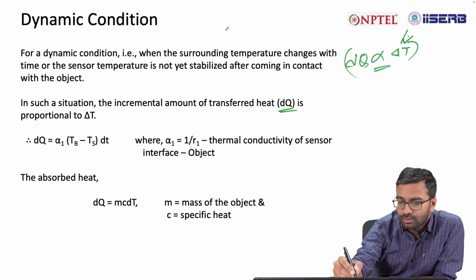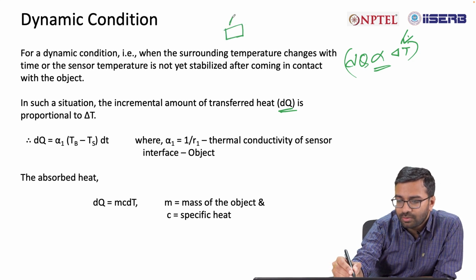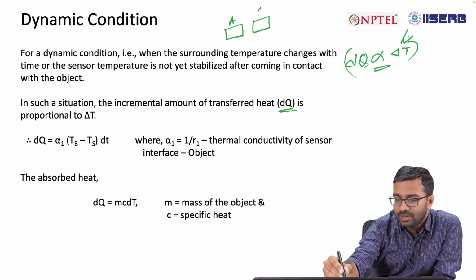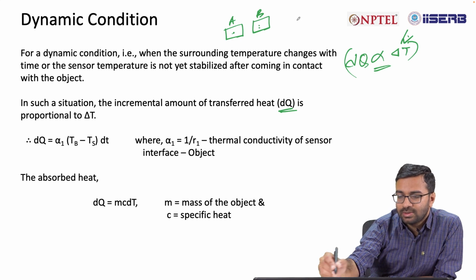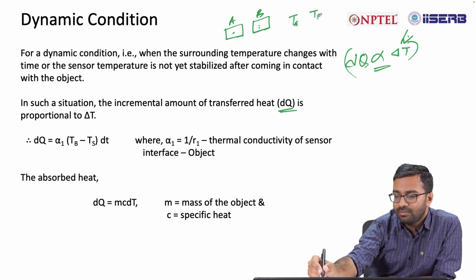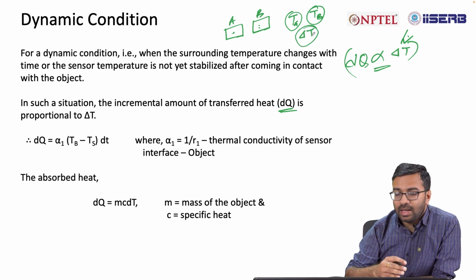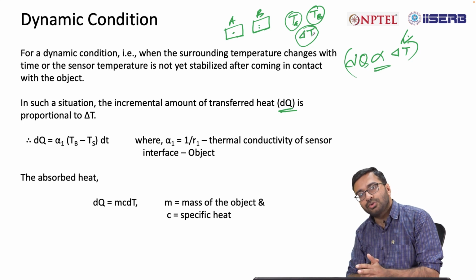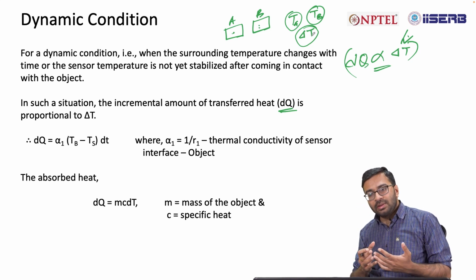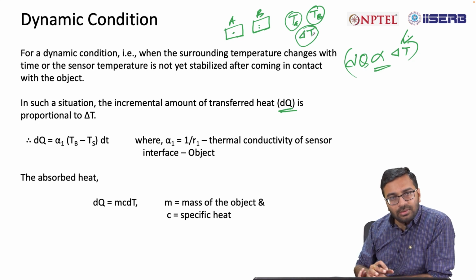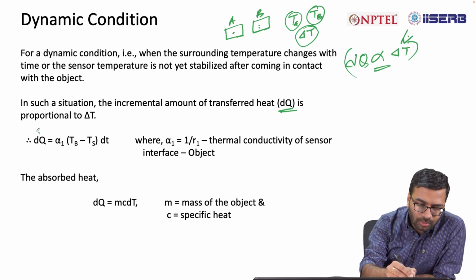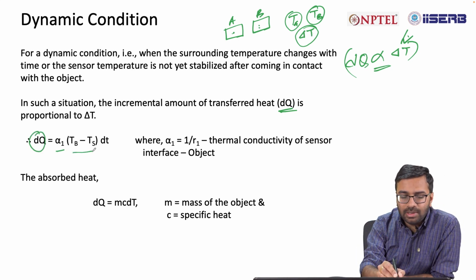To make it more simple, we can take an example. For example, if you have an object A and an object B, and the temperature gradient, that is the difference between temperatures TA and TB, is quite high, that is delta T is quite high, then the incremental amount of transferred heat will also be higher. We can say that from normal heat transfer considerations, right? So in that case, dq can be given by alpha 1 (TB minus Ts) into dt.